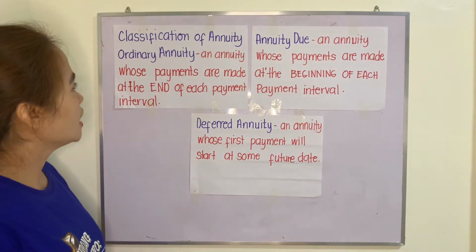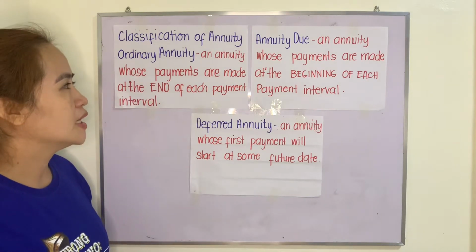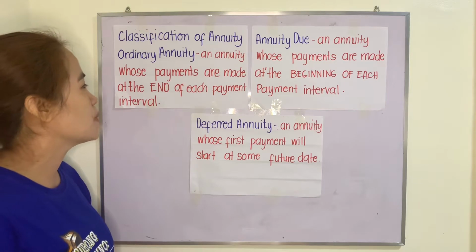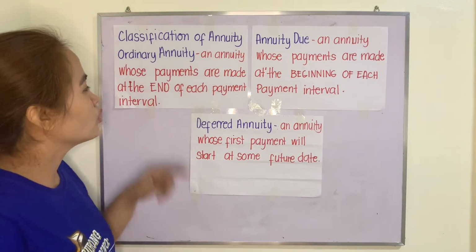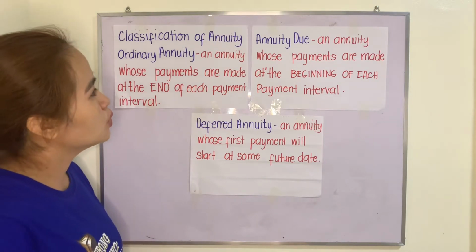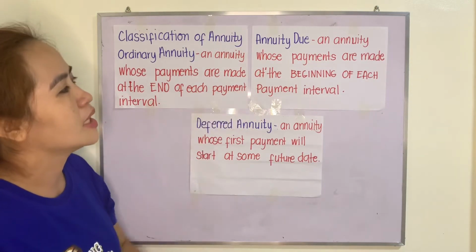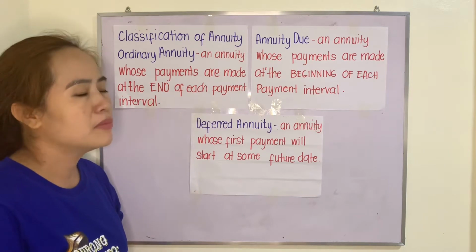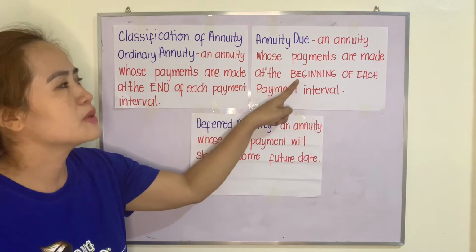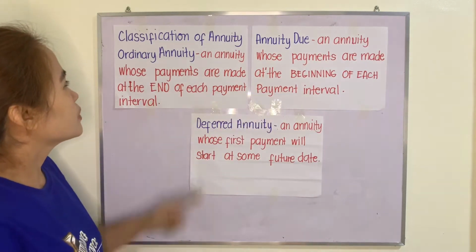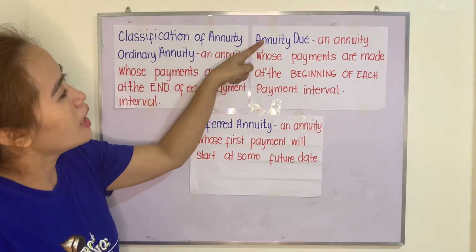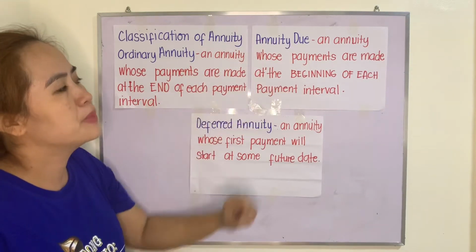The first one is ordinary annuity. It is an annuity whose payments are made at the end of each payment interval. Take note of this, end of each payment interval. Annuity due is an annuity whose payments are made at the beginning of each payment interval. Take note, this one is end and this one is beginning. When we say ordinary, that's ending. When we say annuity due, that is beginning.